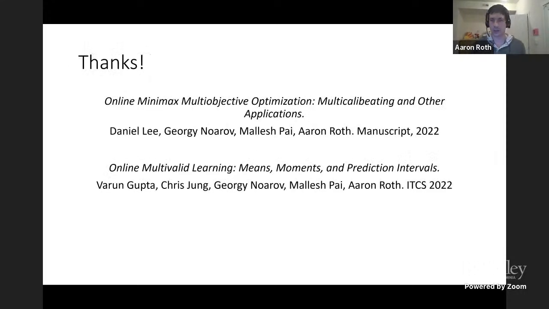So thank you. There's two papers. The general framework is in this paper that's not quite online. There's an older version of it online, but it's going to be called Online Minimax Multi-Objective Optimization, Multi-Calibeating, and Other Applications. And the paper where we derive the online algorithms for prediction interval multivalidity, that was in ITCS this year.